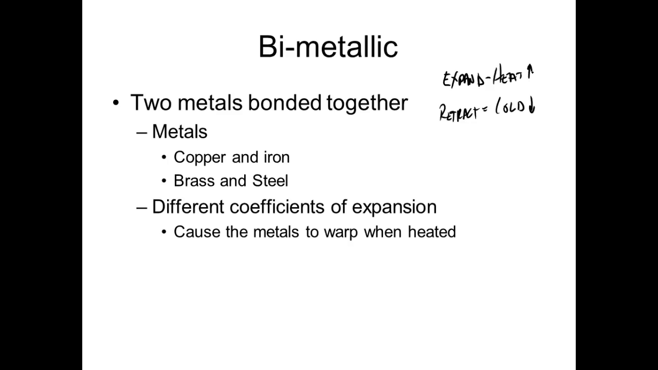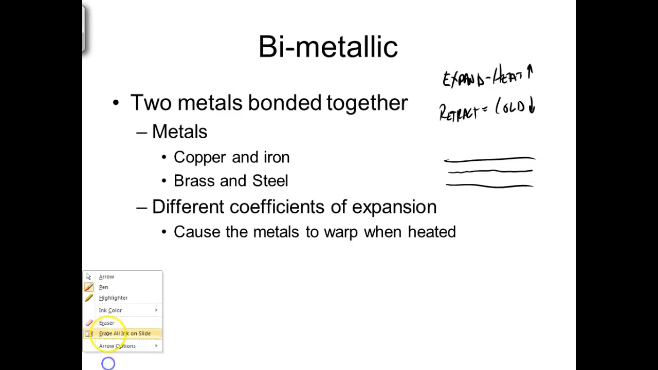So if I take these two metals and bond them together, then what are they going to do? And then I expose these to heat. So we got two metals, they're bonded together, and we use metals that have different coefficients of expansion. So this might be one metal, and then the other one might be the other metal. So what's that strip going to do? Warp. It's going to warp, right? You understand?